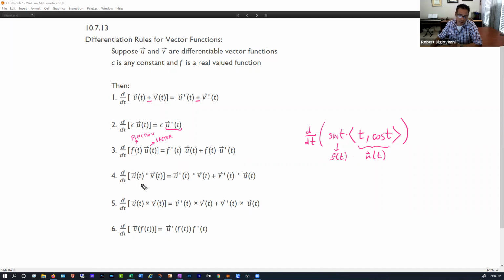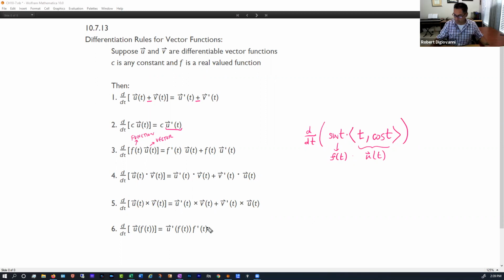And then look at the next one. Two vector functions dotted together. If you want their derivative, what can you do? Isn't that a product rule again, kind of? But it's not multiply, it's a dot product. So it's u prime dot v plus v prime dot u. And cross product is the same thing. It's like a product rule. And then the last one is chain rule. If you have a vector function inside, you plug a scalar, then you're going to do chain rule. We'll do examples of these.